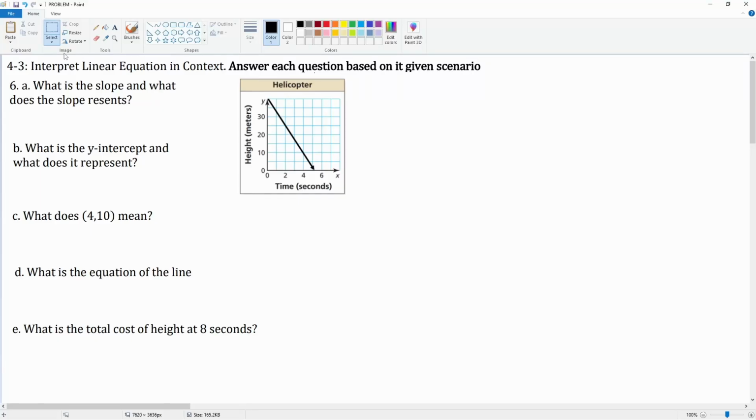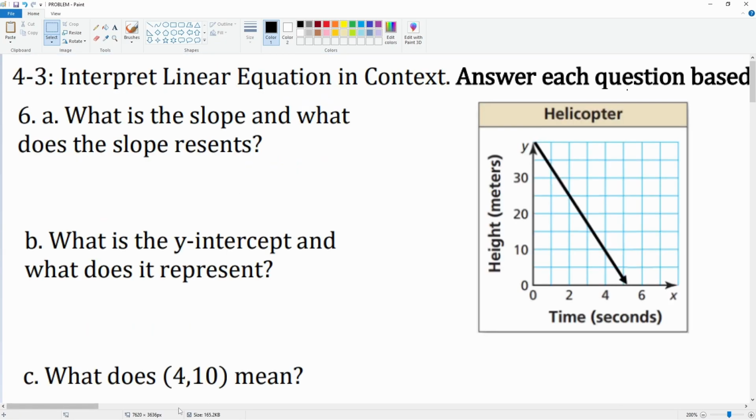4-3, you're going to interpret the linear equation in the context. You're going to answer each question based on its given scenario. 6 here, we have a helicopter scenario. What is the slope and what does the slope represent in this context? So we can go to the graph here and calculate the slope. Let's just grab any points here.